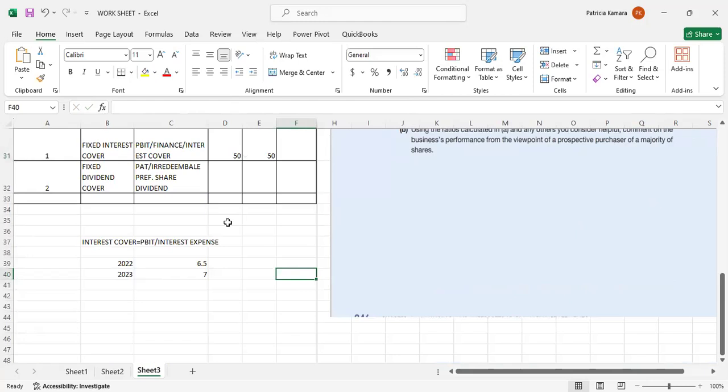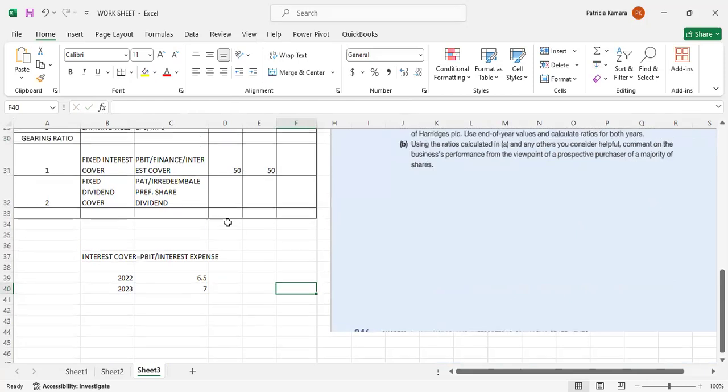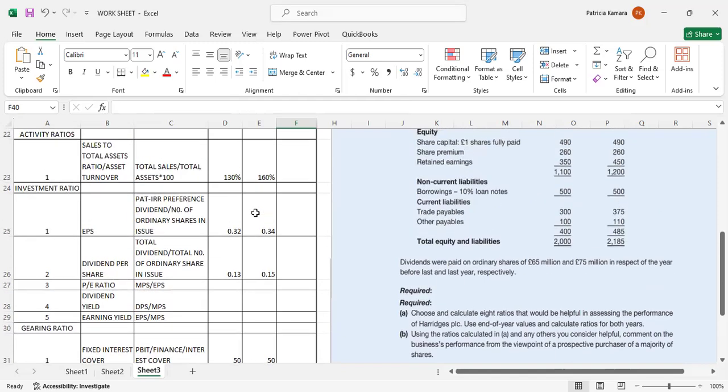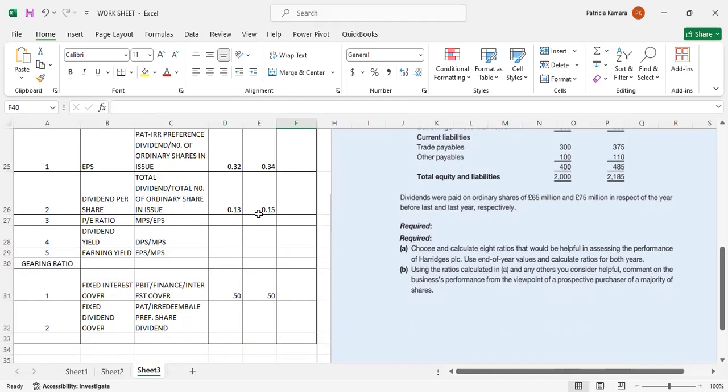You can go on and also do your calculation for fixed dividend cover. These are the various kinds of ratios that we've been able to identify under each of the headings. Remember, we had identified 5 different types of ratios, and these are the subtypes that we've been able to identify under each of them.